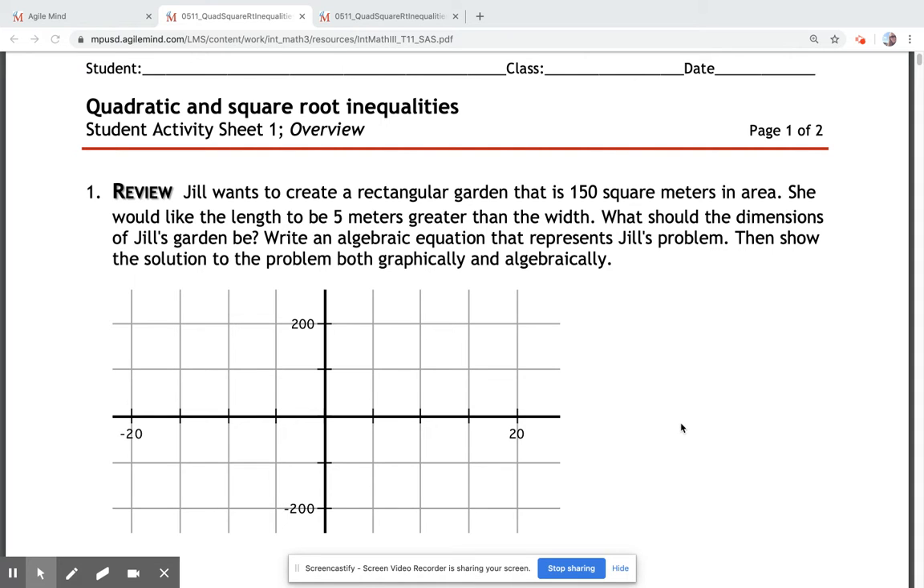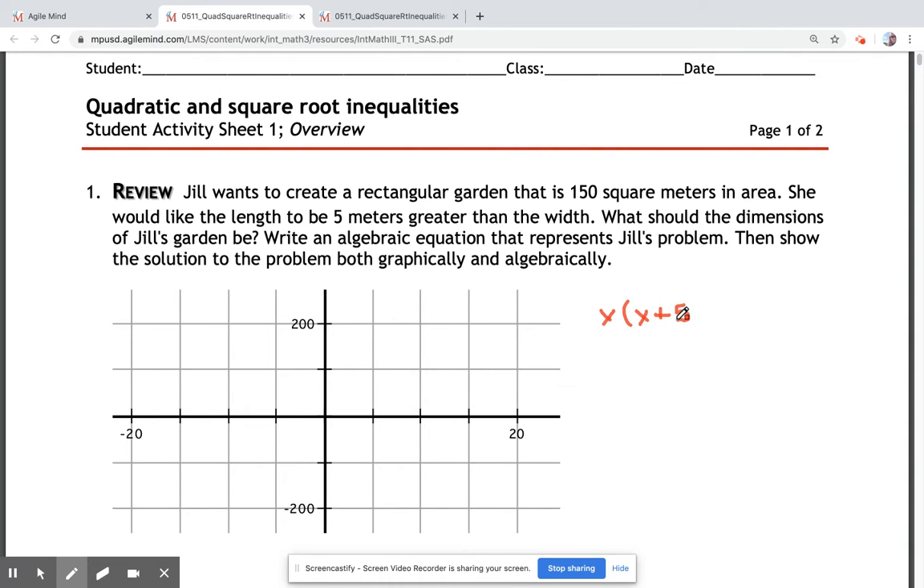So the deal is that Jill wants to create a rectangular garden. And Jill wants that garden to be 150 square meters in area. Now, she wants the length to be 5 meters greater than the width. So here's what we're going to do. If my width is x, then that means we want my length to be 5 meters more. So that would be x plus 5.